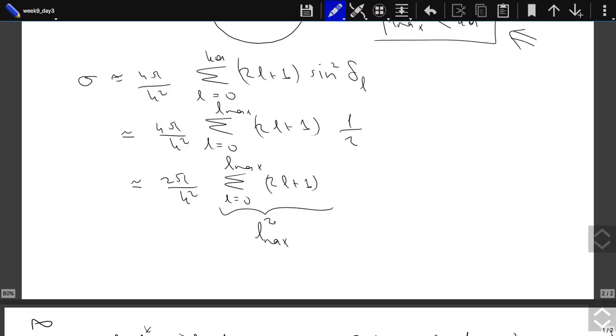Yeah, think about the hydrogen atom. For a given value of n, how many states do you have? N squared. And L can take values up to n minus 1. So this is L max plus 1 squared.